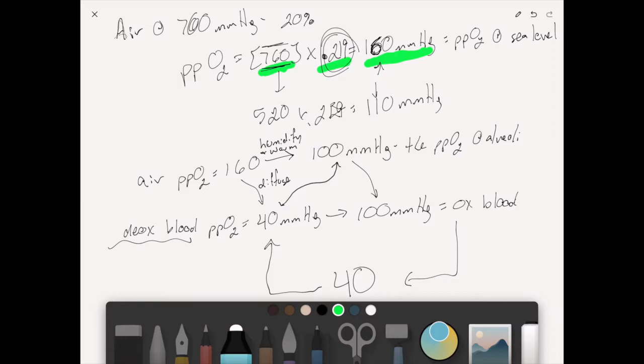Now, there's a couple of ways that you can diminish that. You can decrease the percentage, or you can decrease the air pressure. All of that is going to decrease the partial pressure of oxygen.